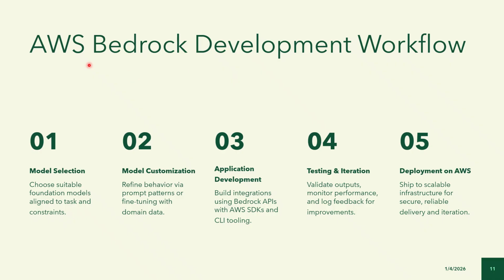So the AWS Bedrock development flow, if we consider, the first is model selection. You have to select the suitable foundation model for the specific task and constraints. Then model customization: you can refine behavior by prompt patterns or fine-tuning with domain data. And then application development: build integrations using Bedrock APIs with the AWS SDK and CLI tooling.